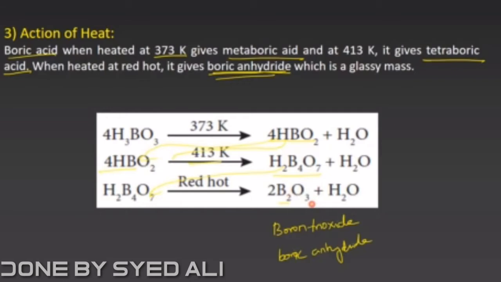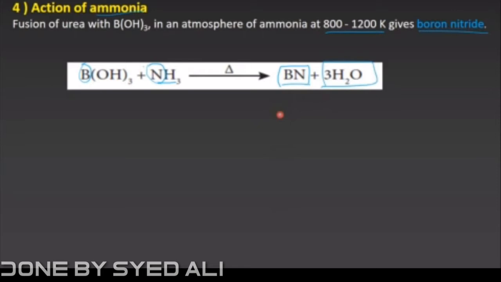Action of heat on boric acid. Boric acid, when heated at 373 Kelvin, gives metaboric acid, and at 413 Kelvin, it gives tetraboric acid. When heated to red hot, it gives boric anhydride, which is a glassy mass. Next, action of ammonia with boric acid.